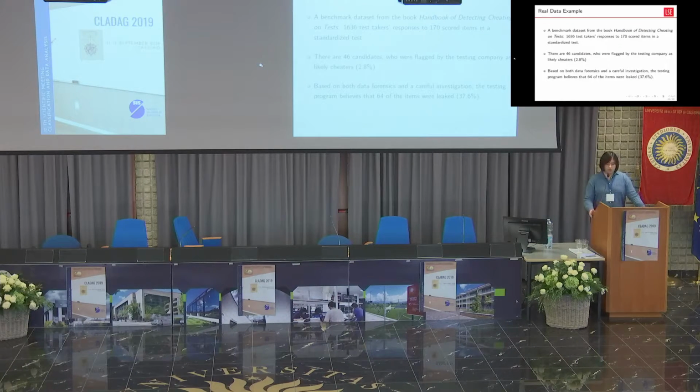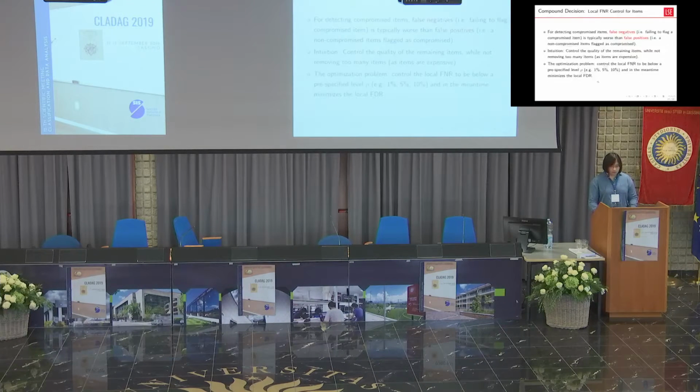So that's the real data example. Based on the test company's information, only 2.8% of test takers cheated, and this proportion is quite small. So it could involve some problems when we run MCMC. The proportion of compromised items is over 30%, so that is a good thing.